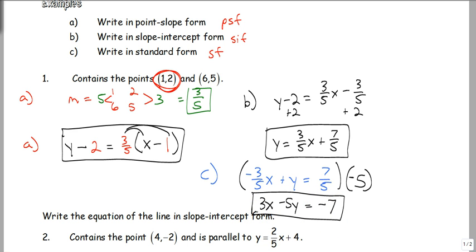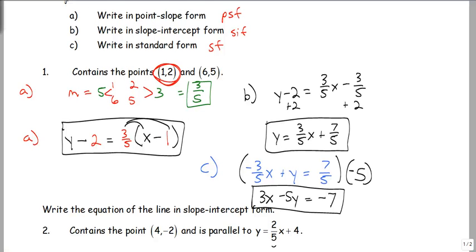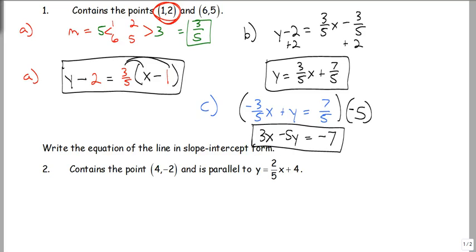So we just took 2 points, found the slope, started in point slope form, distributed and solved for slope intercept form, moved it around back to standard form. Okay? So that is how you follow through and do all 3 parts of those.